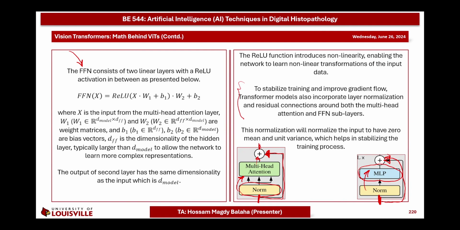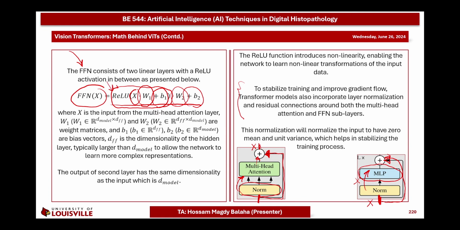And this is simply presented by x, which is the output after the normalization, multiplied by W plus the bias. W is the weight, b is the bias, and then for the first layer, a ReLU activation function is applied. Then the output is multiplied again by W, the second weight, and added to the second bias. And the output of the second layer, which is simply FFN of X, has the same dimensionality as the input, which is D model.